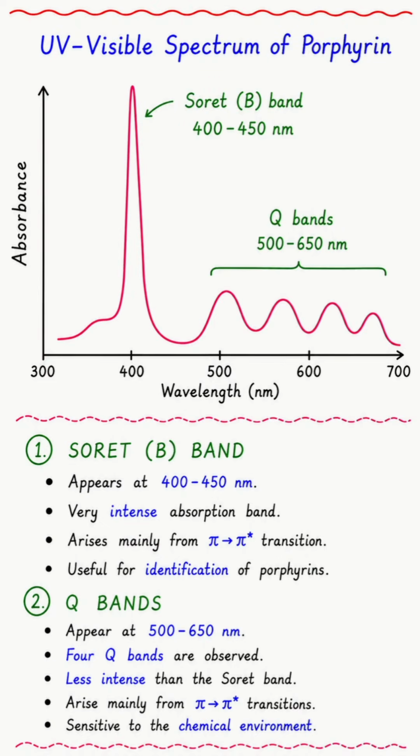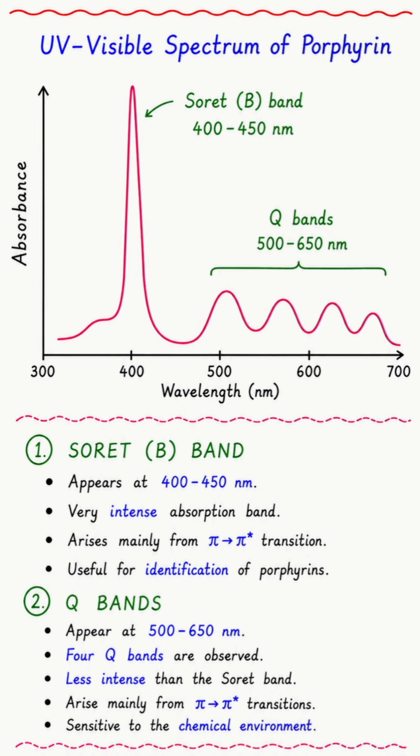This is the UV spectrum of porphyrin, and it has two important absorption regions, the Soret band and the Q bands. The Soret band is also called the B band, and it appears in the near ultraviolet region around 400 to 450 nanometers, and the Q band appears in the visible region between 500 and 650 nanometers. Both the Soret band and the Q bands arise from pi to pi star electronic transitions.